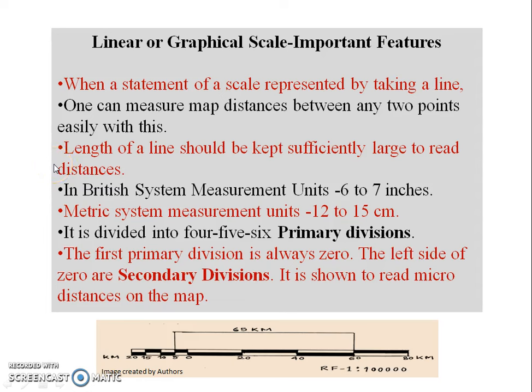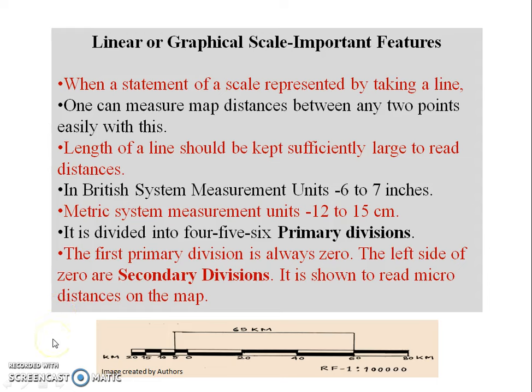Some important features are to be kept in mind while drawing linear scale. The first is about the length of line. The line should be kept sufficiently large to read distances. While depicting any unit of British system, length of line should be drawn 6 to 7 inches, and while showing units of metric system, length of line should be around 12 to 15 centimeter.